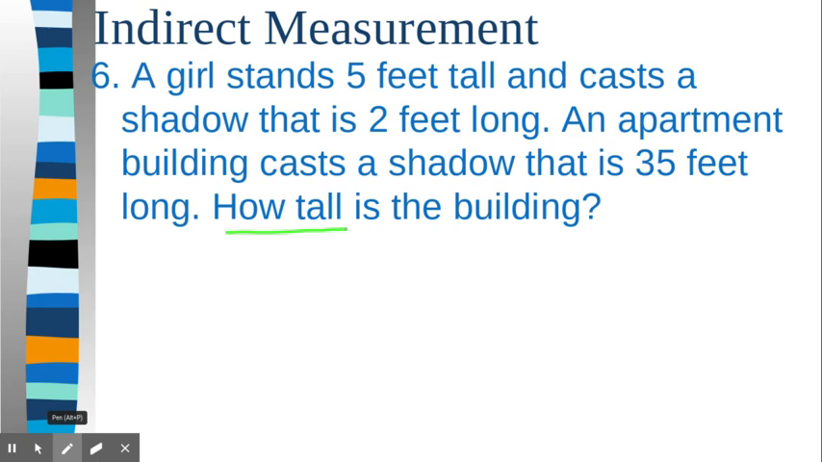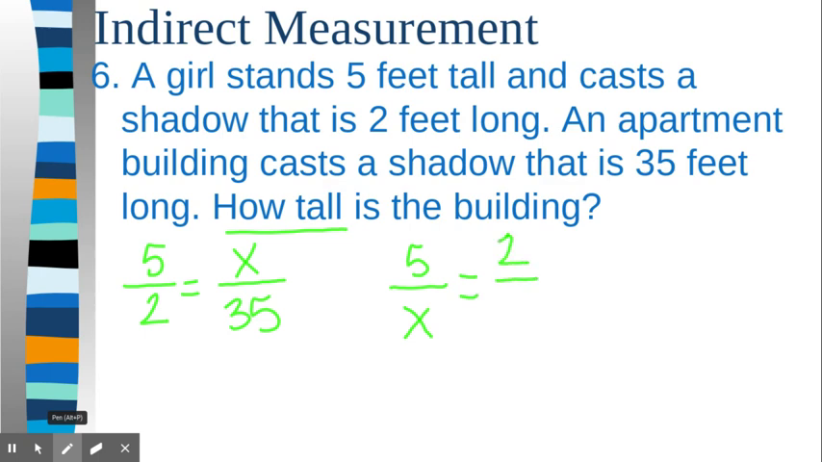So again, we can set this up different ways. We can set it up to be one ratio for the girl, height over shadow. And then we would want to follow that pattern for the building, height over shadow. Could also do height of the girl and height of the building. But then we would want to line that up and put the girl's shadow over the building's shadow. Again, when you look at what's being multiplied in our diagonals, those pieces are the same.